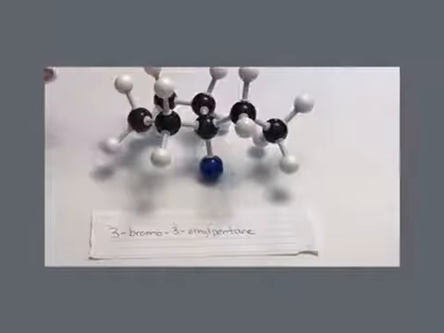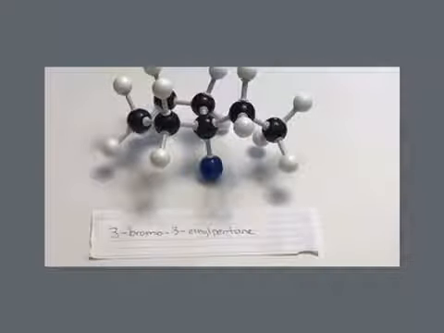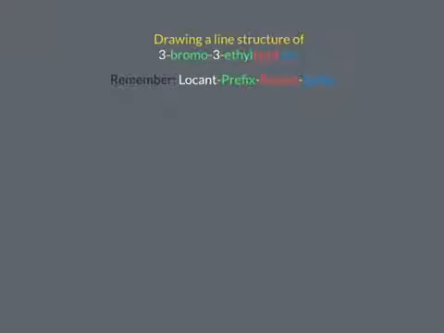I don't expect you to do the same, but if you wish to do so, again, please just pause and complete your own. Your models can now be set aside as we move on to drawing our line structure. We will be drawing 3-bromo, 3-ethylpentane two ways, in line structure and in condensed structure. First, let's draw our line structure.